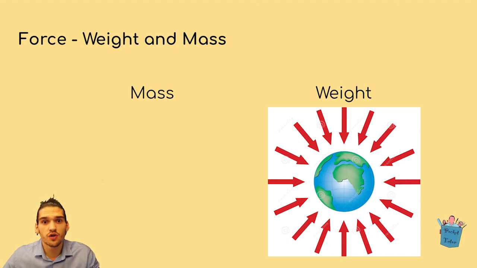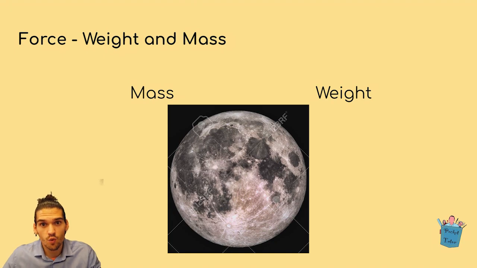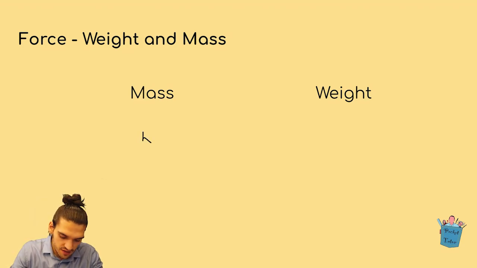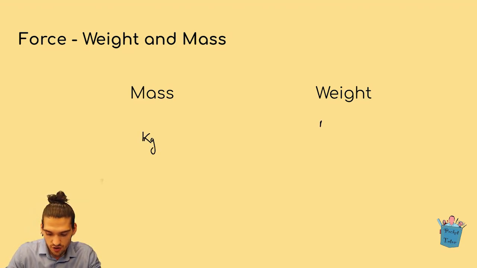So let's imagine that we go on the moon. Our mass wouldn't change on the moon, but our weight would change, since the gravitational pull of Earth is much different from the one that we would feel on the moon. In fact, the gravity that we would feel on the moon is 1/6 of the one that we feel on Earth. So if mass is quantified with the unit of measurement of kilograms, the weight is quantified in Newton.